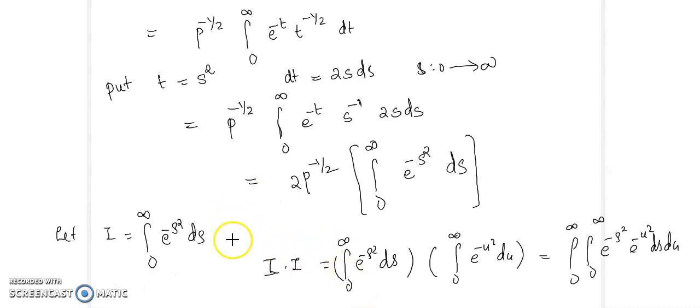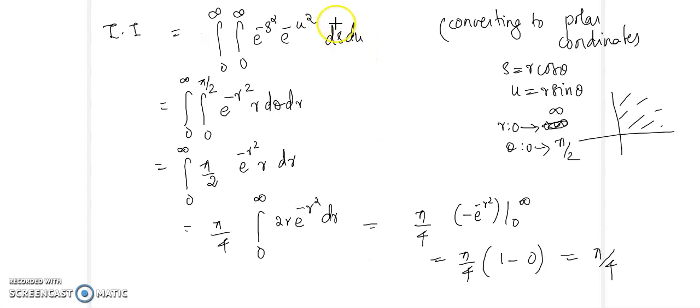So we got I square equal to integral 0 to infinity e raised to minus s square e raised to minus u square ds du. Now let us see how to evaluate this integral. We have I square. Now what we do is we'll convert this integral in terms of polar coordinates. So what we do is put s equal to r cos theta and u equal to r sin theta.